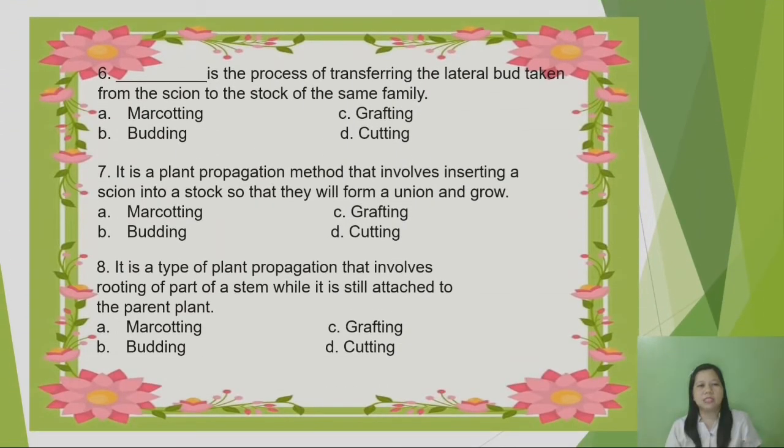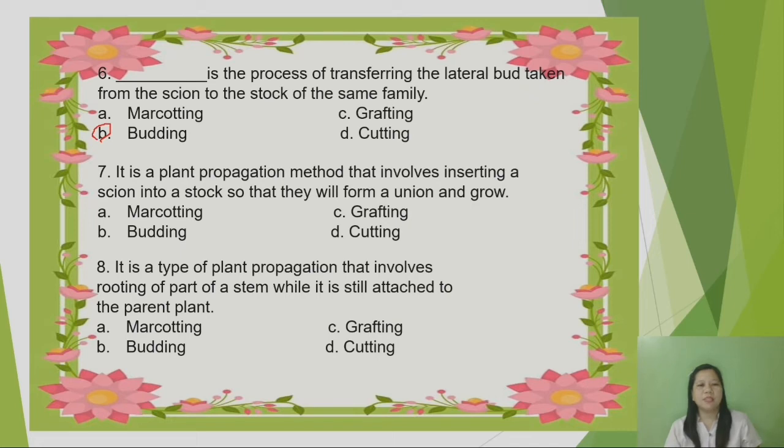Number 6. Blank is the process of transferring the lateral bud taken from the scion to the stalk of the same family. A. Marketing. B. Budding. C. Grafting. D. Cutting. If your answer is letter B, you are correct.